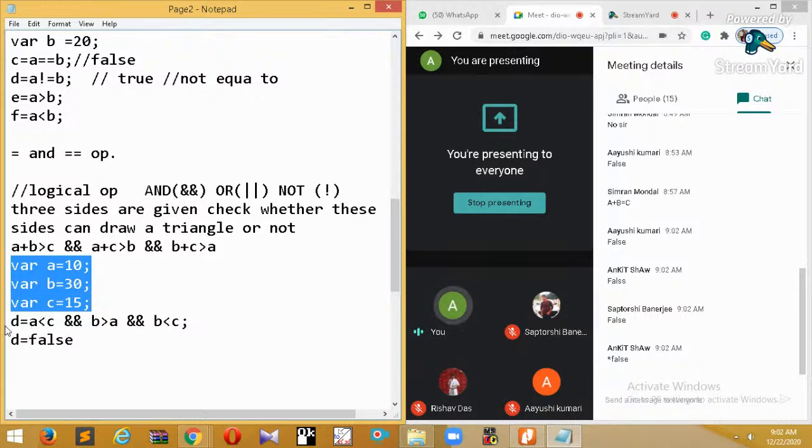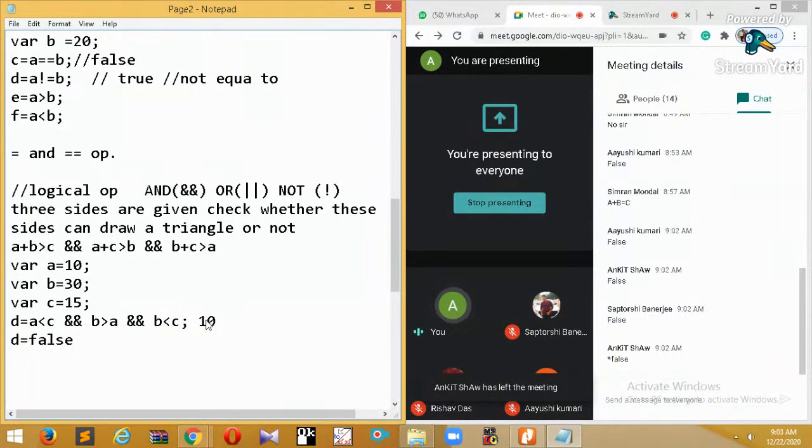Now here I am writing d equals a less than c and so on. That means first you check the values: a is 10, c is 15. So first case, 10 less than 15, this is a true situation. Next is b greater than a, that means 30 greater than 10. This is also a true situation. And the third situation is 30 less than 15. This is a false situation.